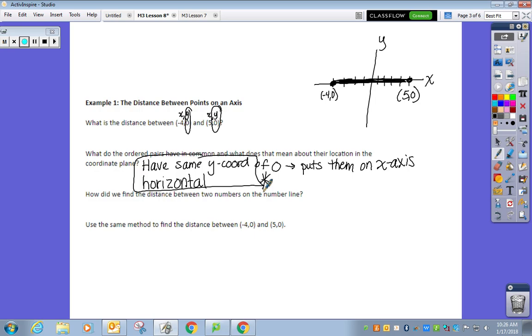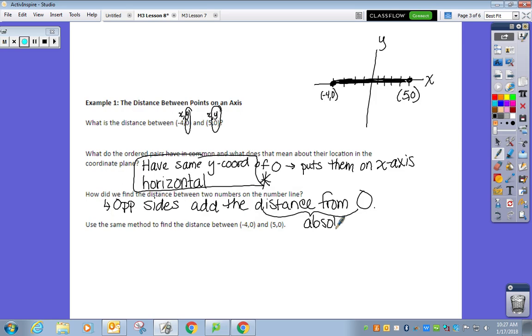So it asks us, how did we find the distance between 2 numbers on the number line? So this is referring back to the Albertsville and Dewey Falls problem. Well, when they were on opposite sides, we added the distances from 0. So opposite sides, we add the distance from 0. Now, just a reminder, the distance from 0 on a number line is your absolute value.